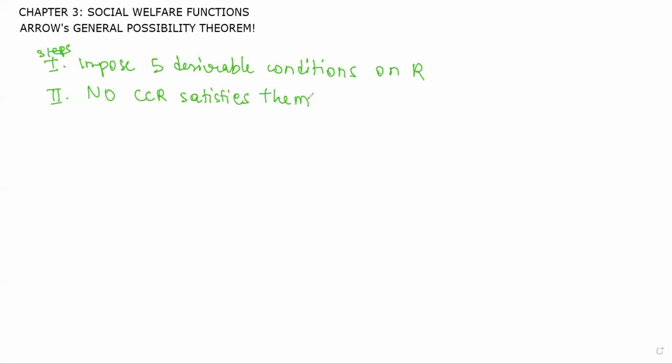So let's get into the proof then. Now that we have understood what Arrow's impossibility theorem essentially is and how intellectually powerful it is, let's look at the five conditions. Condition one is called condition O. This is the first condition.